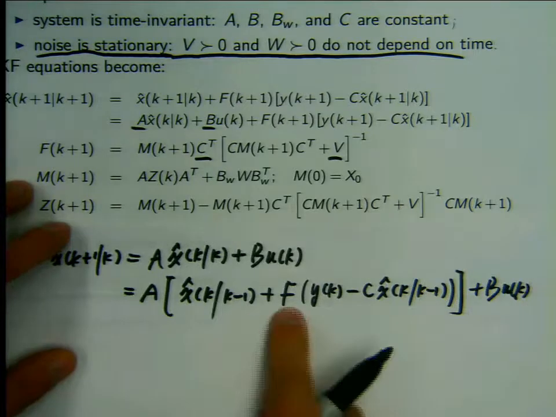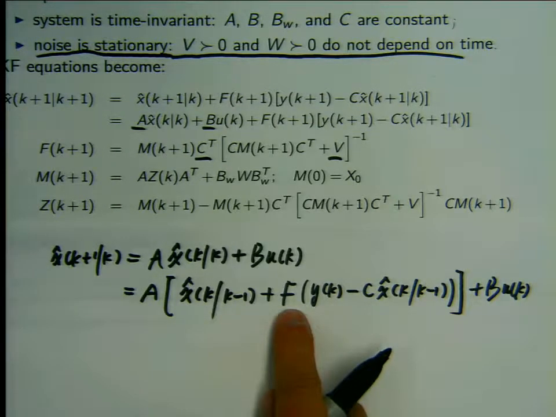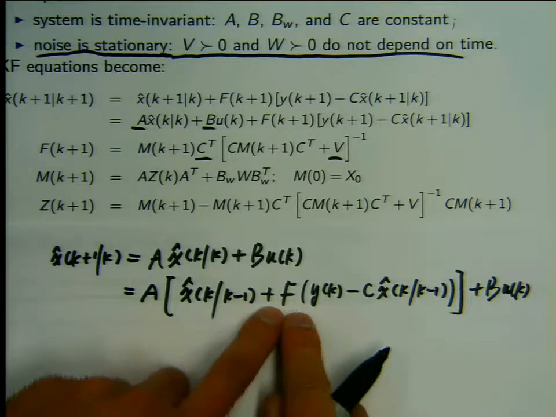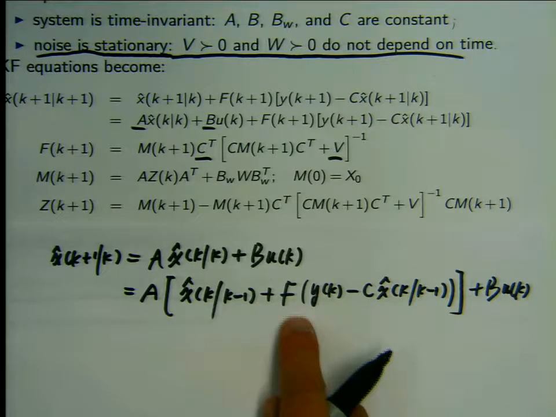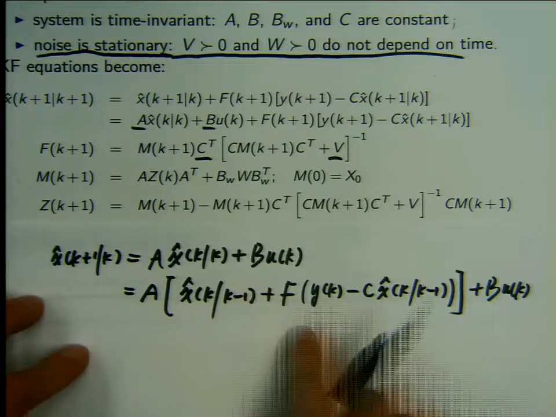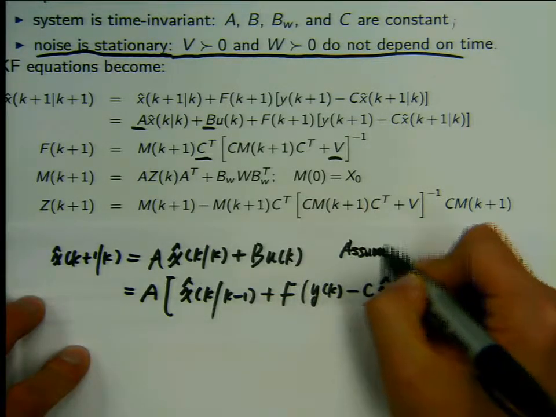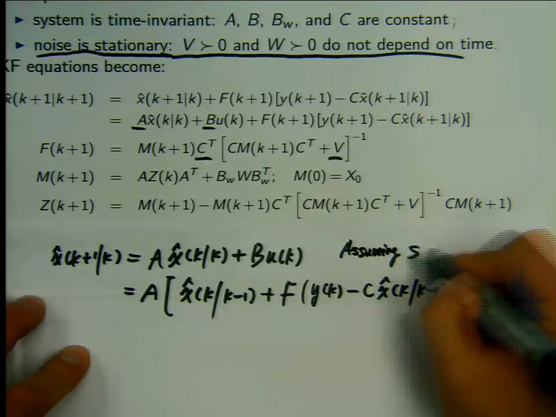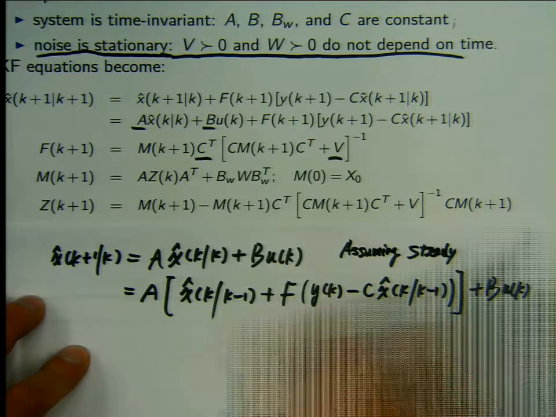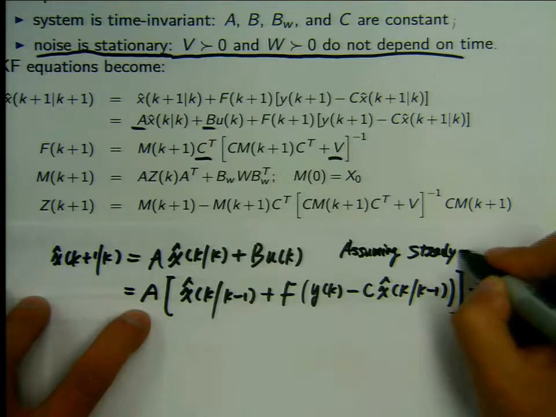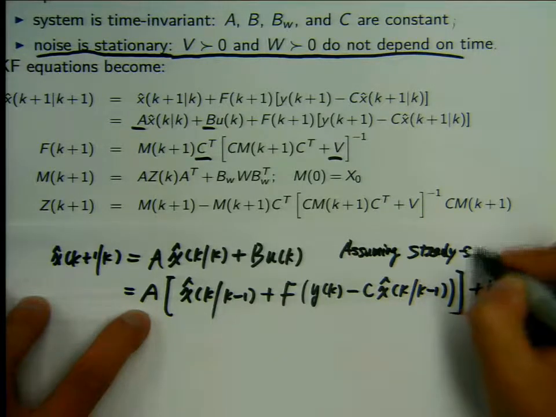Okay? The reason why I omitted the index for the observer gain is that we have known that in the steady state, the observer gain is going to converge to a constant. So I'm actually doing the steady state, assuming linear time invariant, and then the Riccati equation has converged.